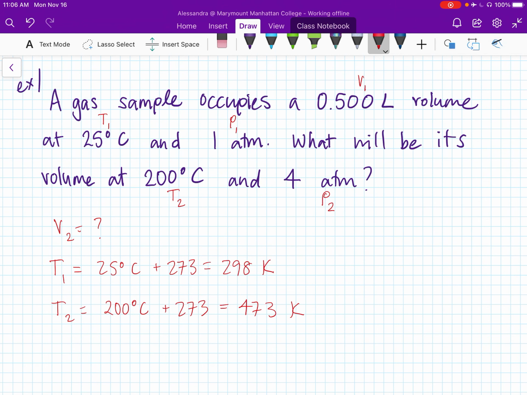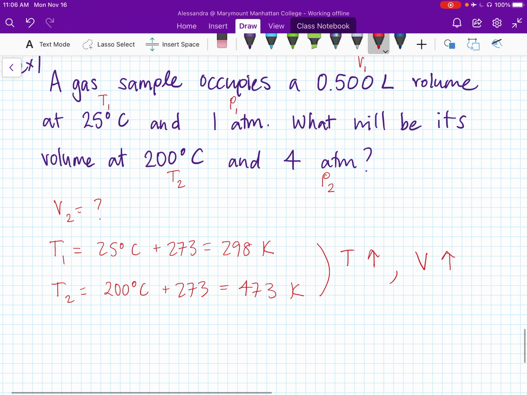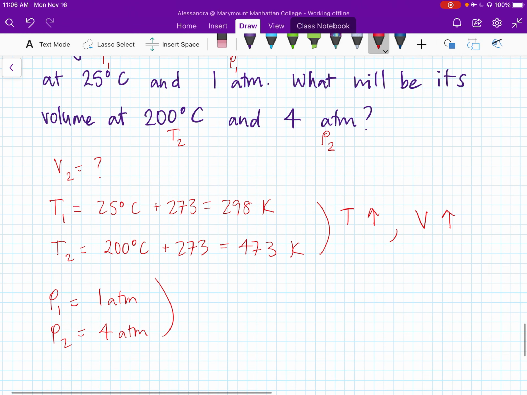So let's think about what's happening in this problem. The temperature is increasing, right? From 298 Kelvin to 473 Kelvin. So as the temperature increases, what do we expect to happen to the volume? Well, that's a direct relationship, right? Charles's law. As temperature increases, we would expect the volume to increase as well. But what's happening to the pressure? Pressure is going from 1 atmosphere to 4 atmospheres. So what would we expect to happen to the volume there?